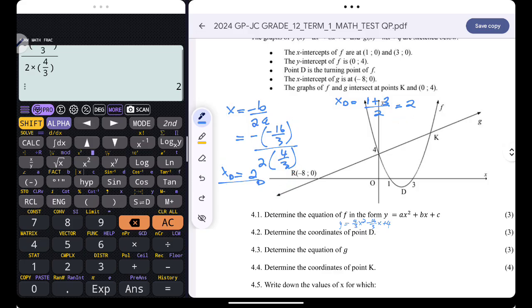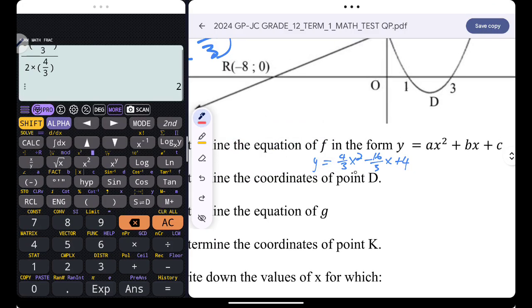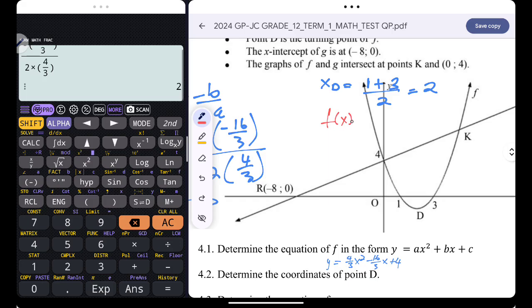Okay, after finding the x value, guys, your duty is to find the corresponding y value. How can you find the corresponding y value? You must substitute the x value in the equation of f of x. You'll therefore find the corresponding y value. All right, together. Remember that f of x is equal to 4 over 3 x squared minus 16 over 3 x plus 4. I want to find f of 2, the value of y when x is 2.